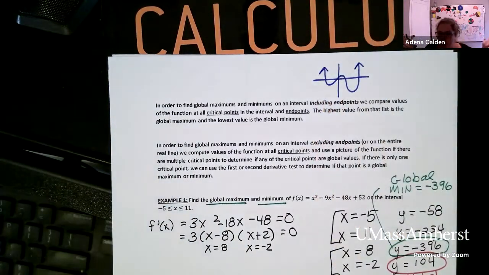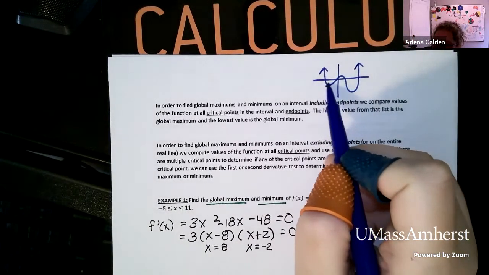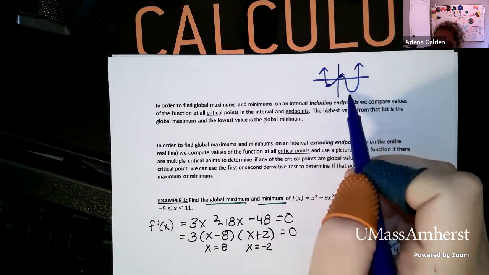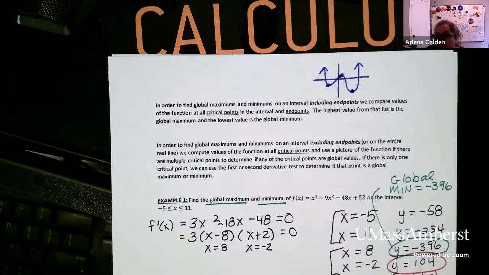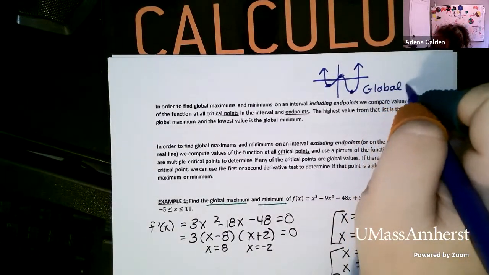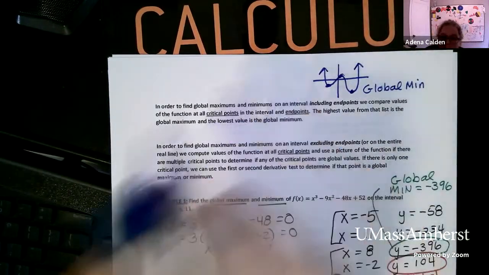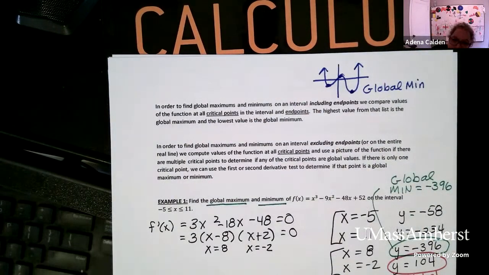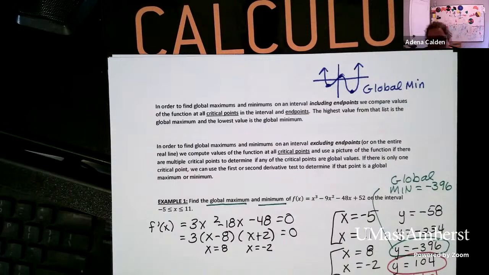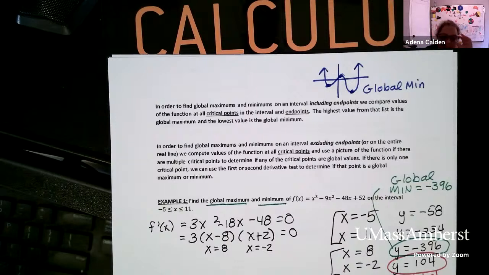Okay, so no endpoints, just goes on forever and ever. We have 3 critical points here, right? So we have 1, 2, 3, but only one of them is global, right? So this is a global minimum, and there is no global maximum because these go on forever and ever. So we didn't have endpoints. We had 3 critical points. We had to figure out, are any of them global? And the easiest way to do this is with a picture. Okay, so that's what happens if you have multiple critical points.